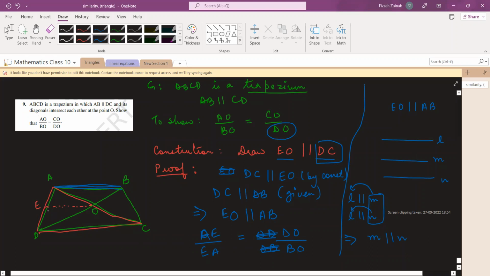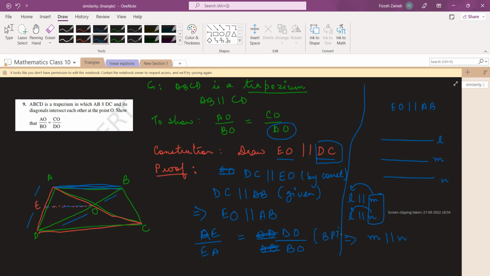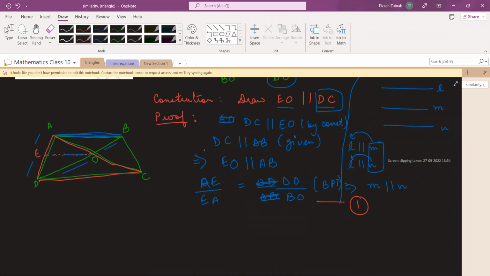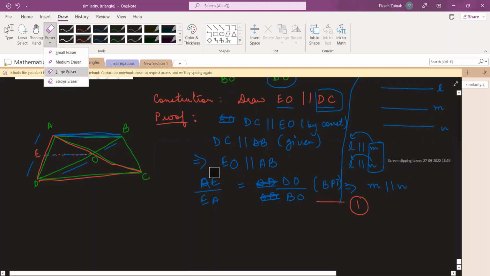Now because these two blue lines are parallel, this part upon this part is equal to this part upon this part. How? From BPT. So you just give this equation a number. Let me call it equation number 1. Sorry, before this you need to mention the triangle also. Before writing this step, we should write which triangle we are considering, right? It is important.